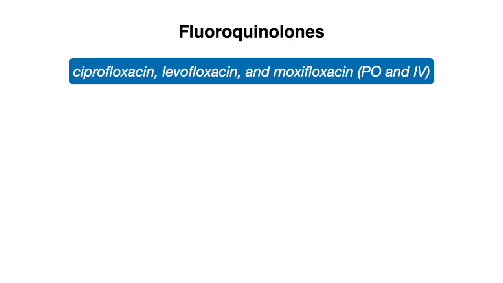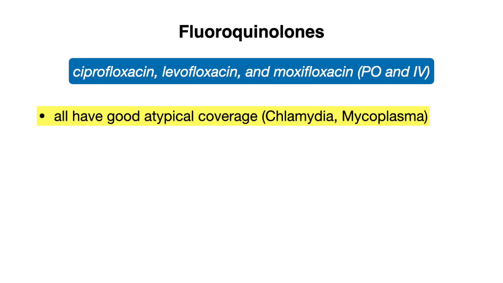Let's now move on to our fluoroquinolones, which include ciprofloxacin, levofloxacin, and moxifloxacin. These all come in a PO and IV form, but because fluoroquinolones have a good bioavailability, it's better to use the PO version when you can. All of these have good atypical coverage.